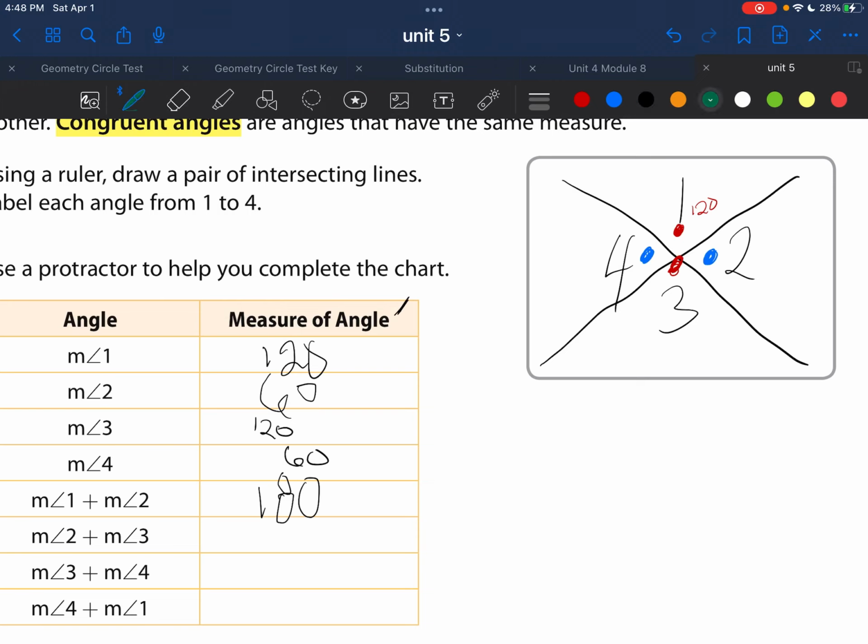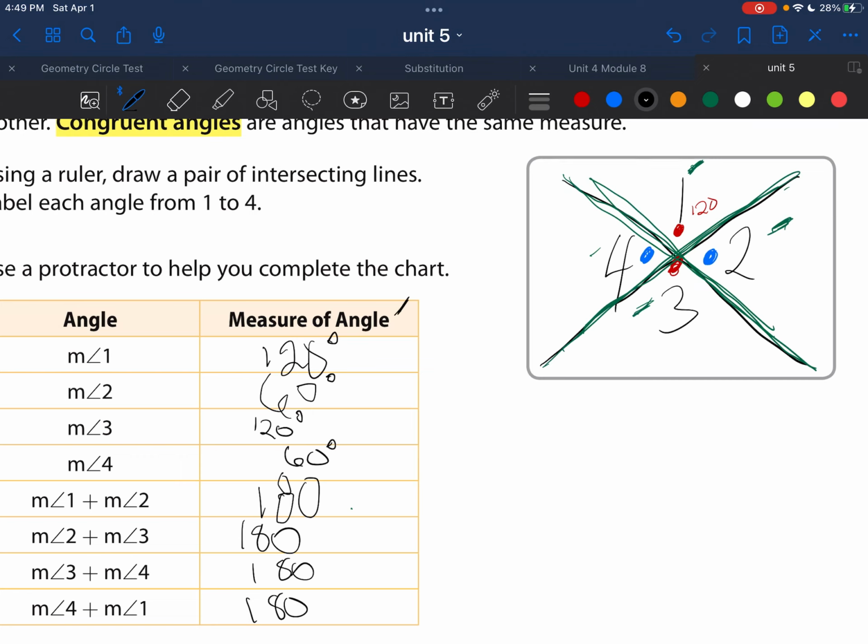Now we're looking at our straight line. It wants to know angle 1 plus angle 2. So it's asking us to look at this line. This line equals 180. So what do you think angles 2 and 3 are? You got it, 180. What about angles 3 and 4? 180. What about angles 4 and 1? 180.